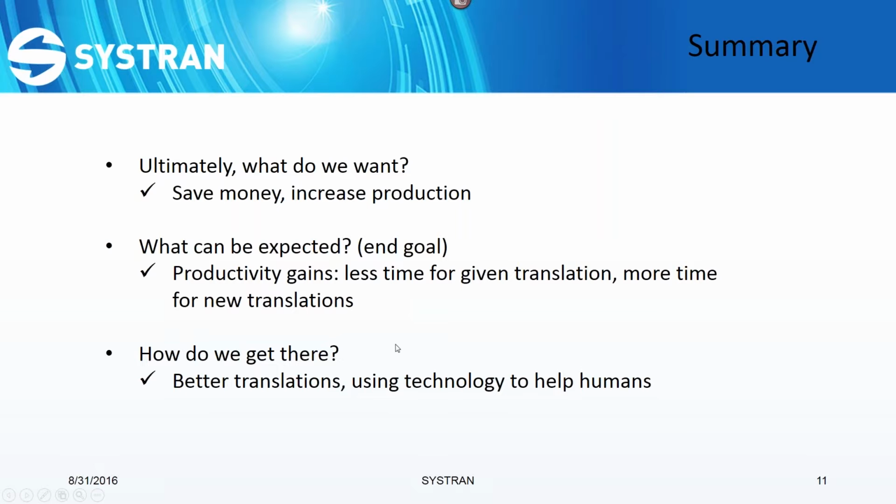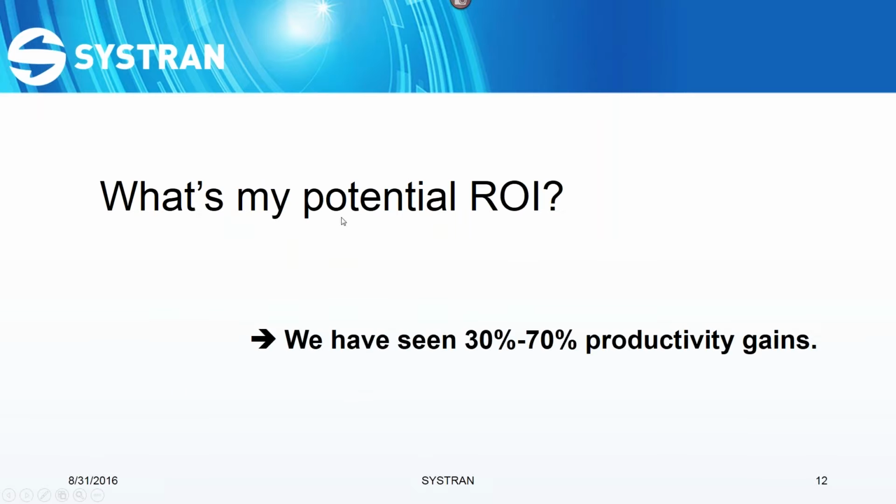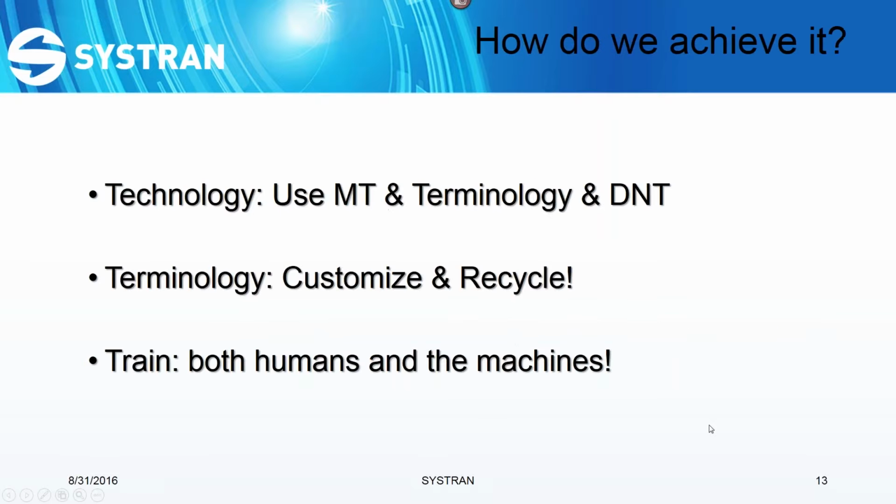Using technology, programs, and software to help speed up the translation process. And what is my potential return on investment? I would say at the minimum we should see 30%, but in many cases we've seen more. 70, and I think there's one that I'm showing here where, for a particular project, there was about an 85% reduction in time to completion. The way it's done is to use the machine translation by adding terminology.